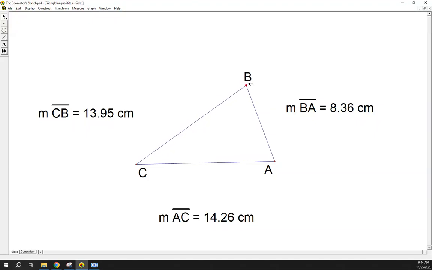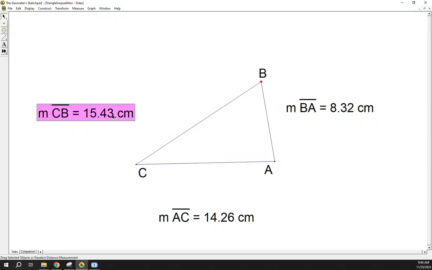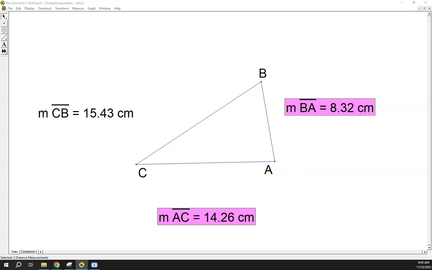Okay, I can even change this so now I have a different big side. Now this is the big side. So now I'd really want to check these two sides and make sure that they are larger than 15, and they are. Okay, so that's just a good fact for us to know.